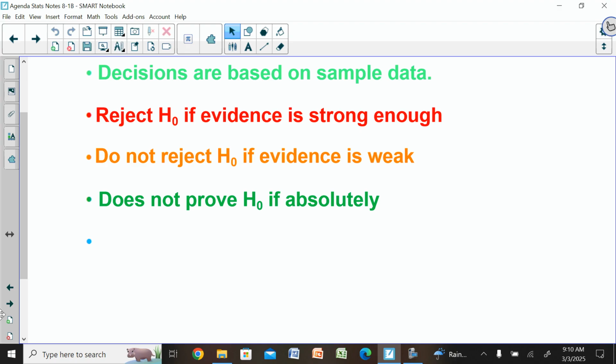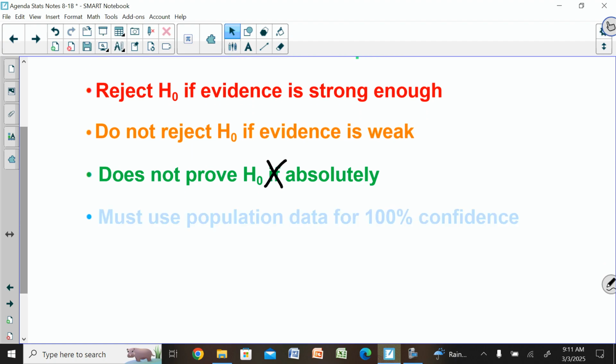Remember that hypothesis testing does not prove our null hypothesis absolutely. It's not absolute. The only way to be 100% confident is to use our population data. We don't have that. Our population, remember, is typically too big. So we want to collect a sample that represents our population and use that to see if our conjecture is on.